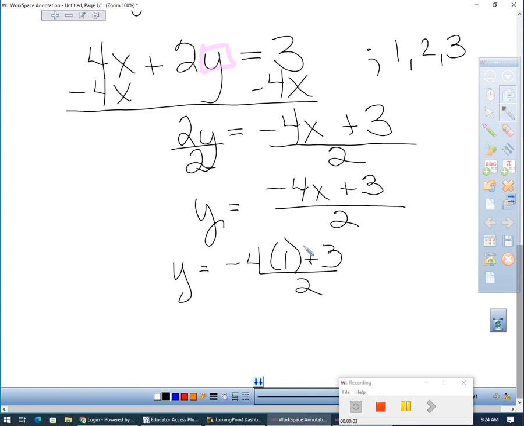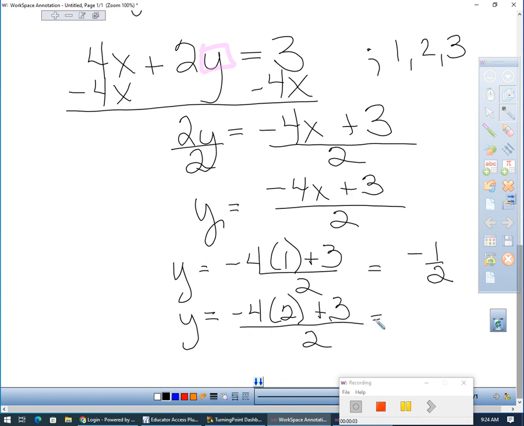Negative 4 times 1 is negative 4. Plus 3 is negative 1. Divided by 2 is negative 1/2. Now we're going to plug in 2. Okay, we're going to do it again. Y equals, this time we're going to plug in 2. Negative 4 times 2 plus 3, all divided by 2. Negative 4 times 2 is negative 8 plus 3, negative 5. Good. Divided by 2.